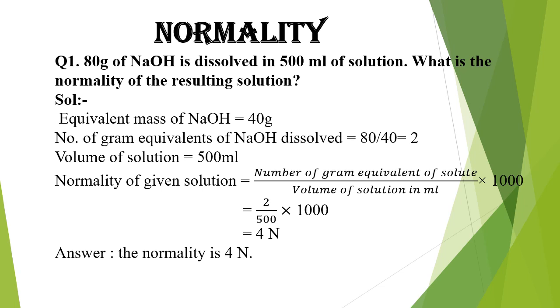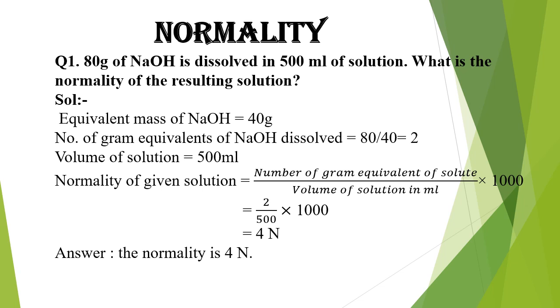80 gram of NaOH is dissolved in 500 ml of solution. What is the normality of the resulting solution? Again, we are given the mass of the solute, that is 80 grams. So first we will find out gram equivalents. The gram equivalent is found by dividing the given mass by its equivalent mass. Equivalent mass of NaOH is 40 gram. So equivalent mass and the molecular mass of NaOH are the same. So the number of gram equivalents of NaOH is equal to 80 divided by its equivalent mass 40. We will get 2 gram equivalents of NaOH that are dissolved in 500 ml of solution.